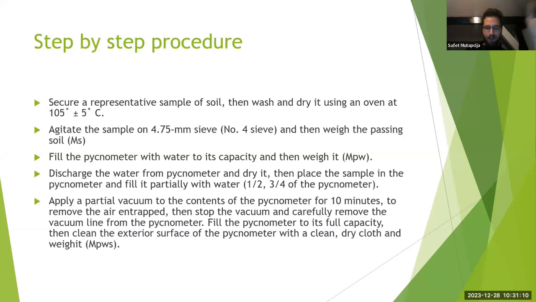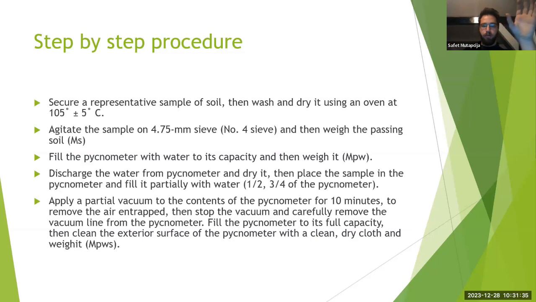And you're going to dry your pycnometer with the compressed air, and then you're going to place your soil sample that you saved before in the pycnometer and fill it partially with water, to about half to three-quarters of the pycnometer. You're going to apply the partial vacuum to the pycnometer for 10 minutes to remove all the air that's entrapped.